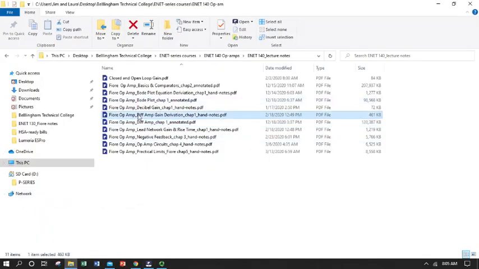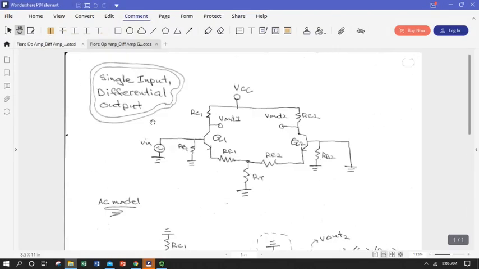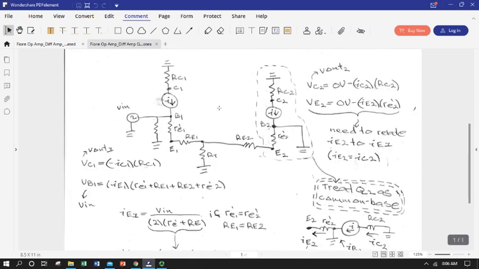I'm going to pull it off my hard drive, but it's available to you right in your module, and it's the hand note version of this same presentation in the book. So here I'm over at my hand notes now, and I am looking at the single input differential output, same differential amplifier, and here's my AC model that I've drawn using those classical current sources and emitter resistors that we learned back in ENET 130 in semiconductors. But it's the same circuit.